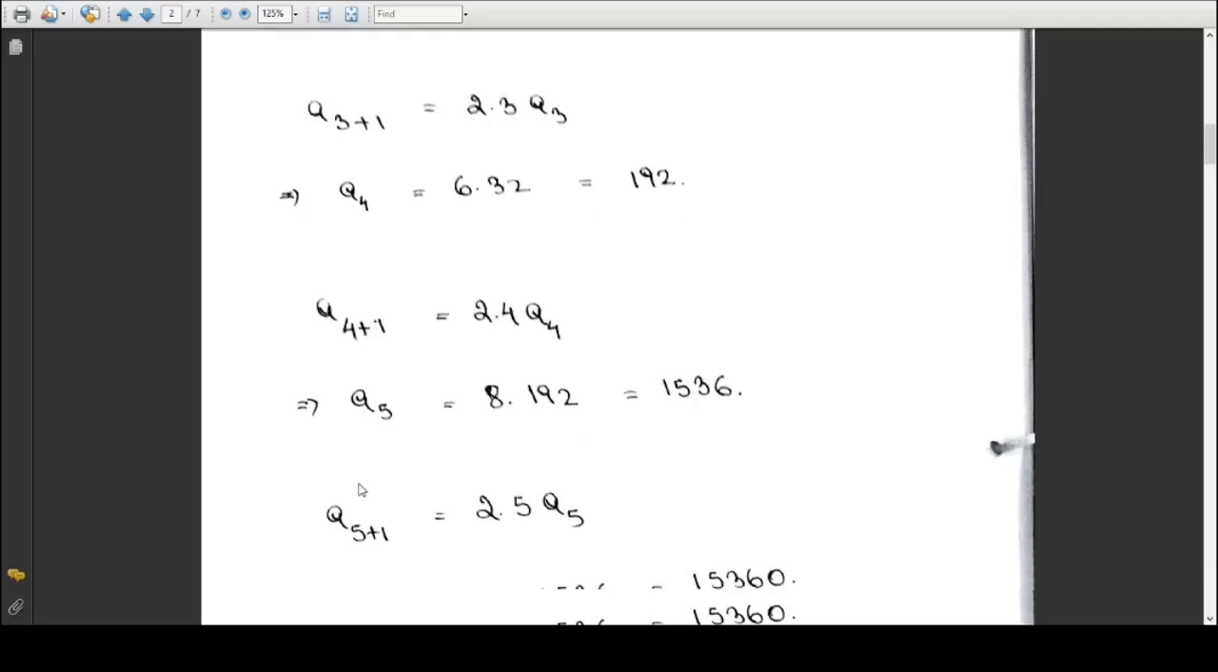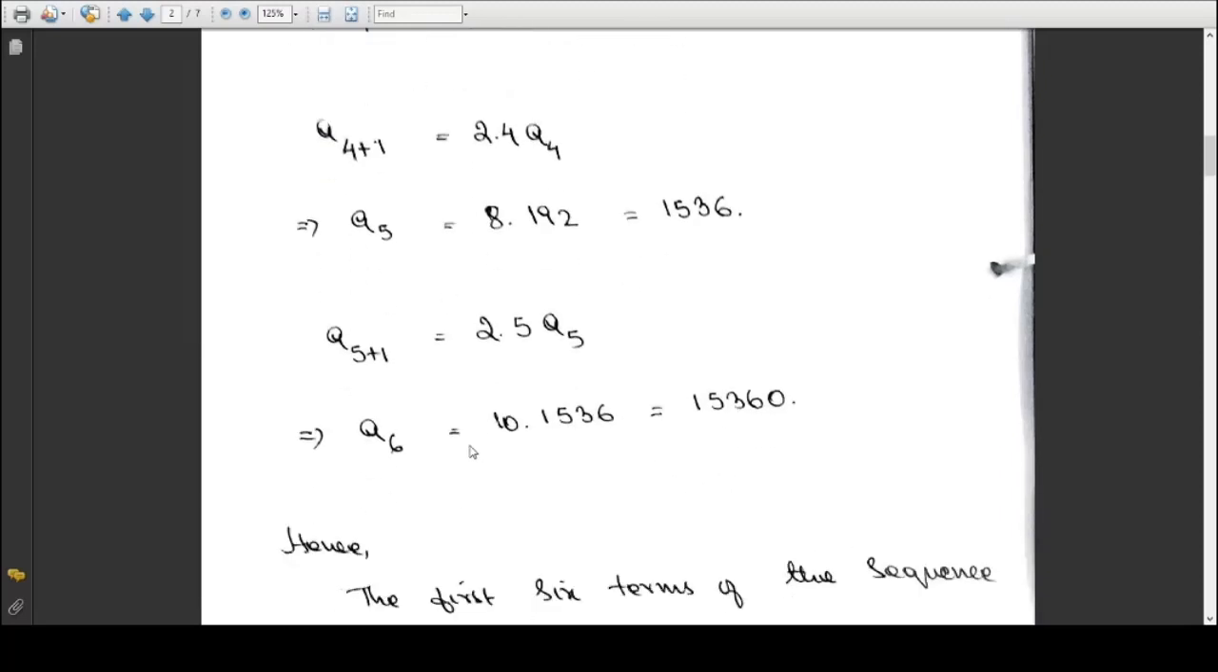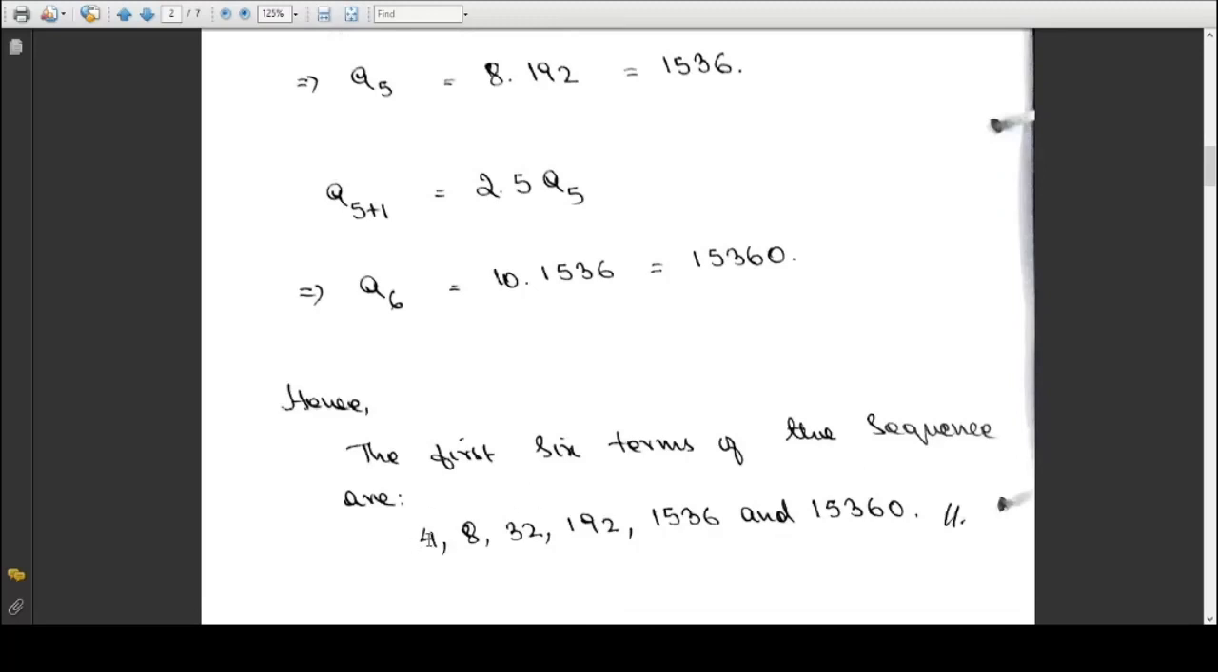Okay, and next, putting n equal 5, a_(5+1) equals 2 times 5 times a_5. 5 plus 1 is 6, 2 multiplied by 5 is 10, and the value of a_5 is 1536. Multiplying with 10, we get 15360. Now we have got all the values of a_1, a_2, a_3, a_4, a_5 and a_6. The first 6 terms are 4, 8, 32, 192, 1536 and 15360.